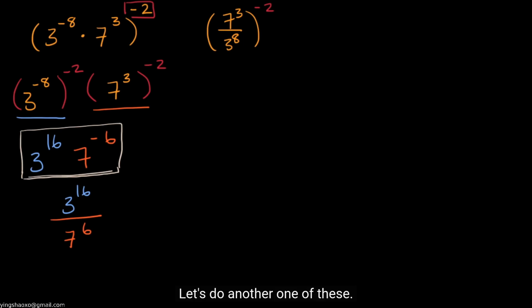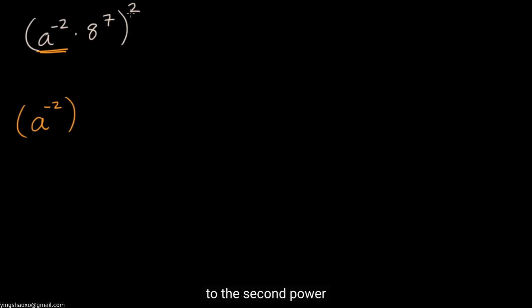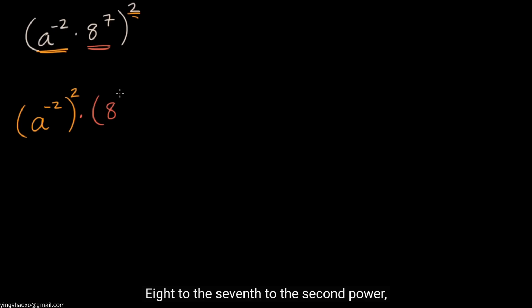Let's do another one of these. So let's say that we have a to the -2 times 8 to the 7th power, and we want to raise all of that to the 2nd power. Well, like before, I can raise each of these things to the 2nd power. So this is the same thing as a to the -2 to the 2nd power times this thing to the 2nd power, 8 to the 7th to the 2nd power.